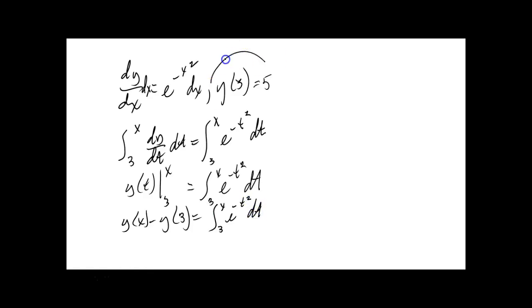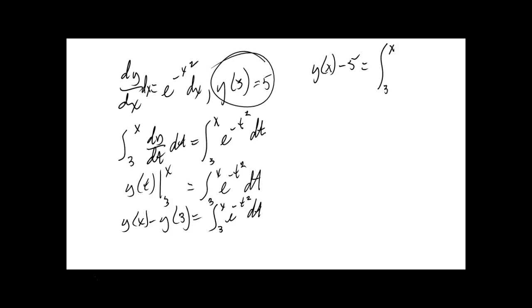But our initial condition said when x is equal to 3, y is equal to 5. So this then gives you y of x, okay, minus 5, because y of 3 is equal to 5, is equal to the unsolvable integral 3 to x.